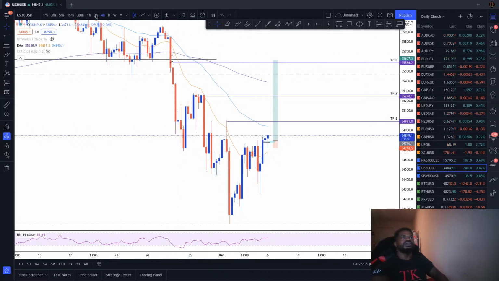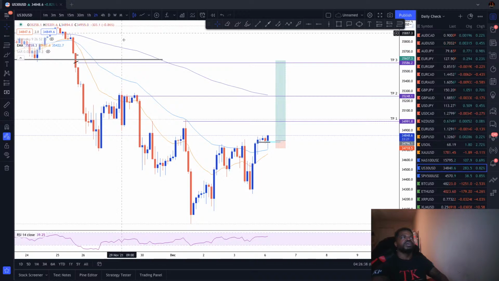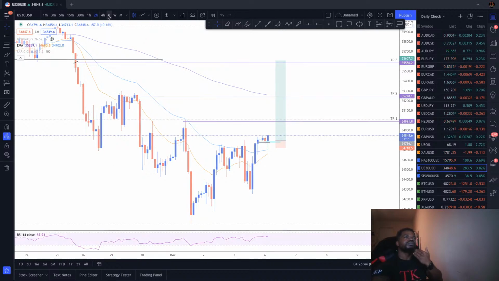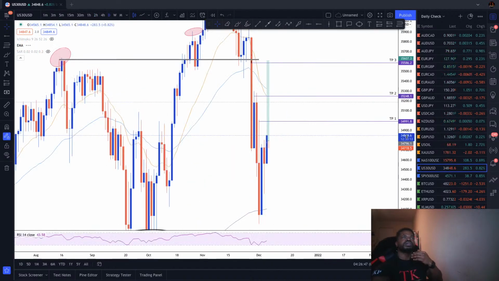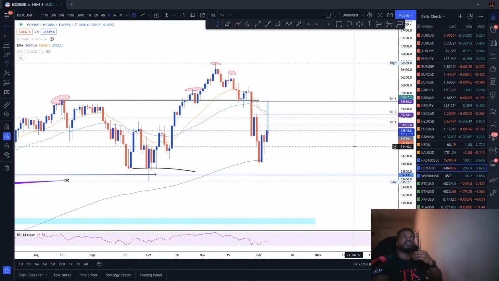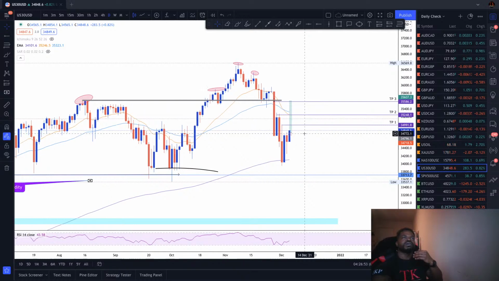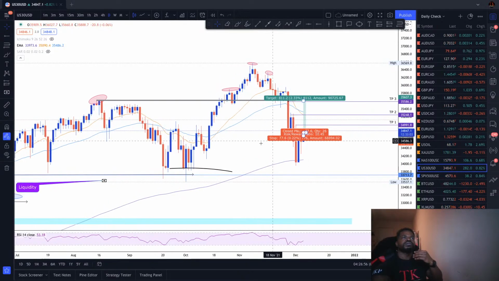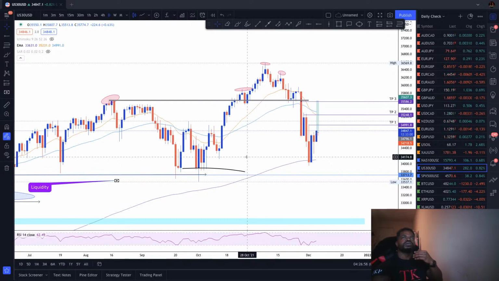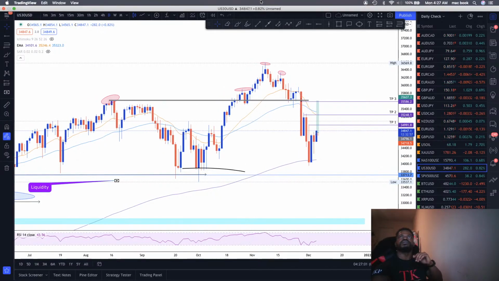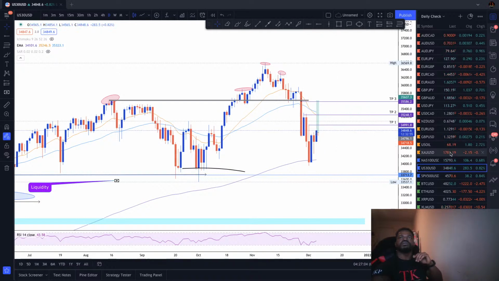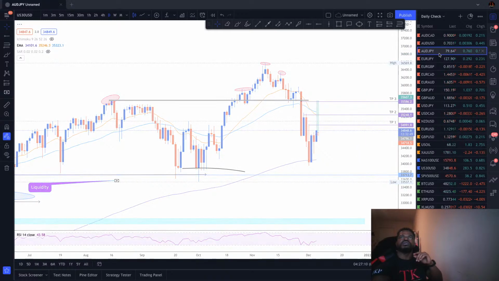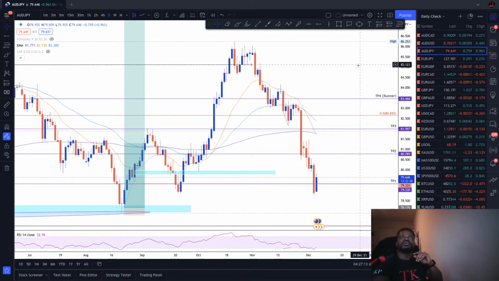So as of right now, let's see how far back US 30 pulls back. Well, okay. What's going on with AUD? AUDJPY.